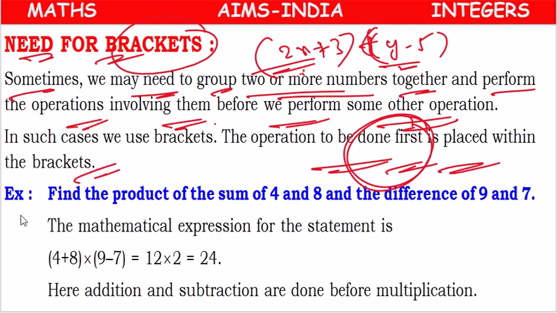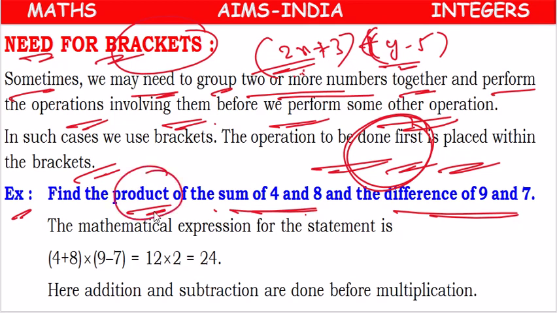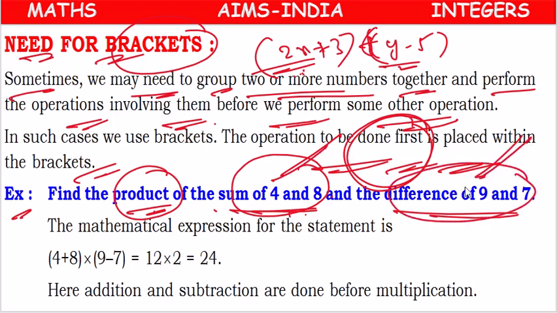So here, suppose this example, find the product of the sum of 4 and 8 and the difference of 9 and 7. So they are asking to find the product of the sum of 4 and 8, which means one group, one category, and the difference of 9 and 7, another group, another category. These two products we have to do.